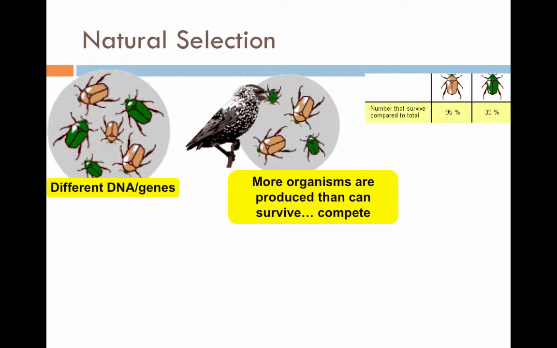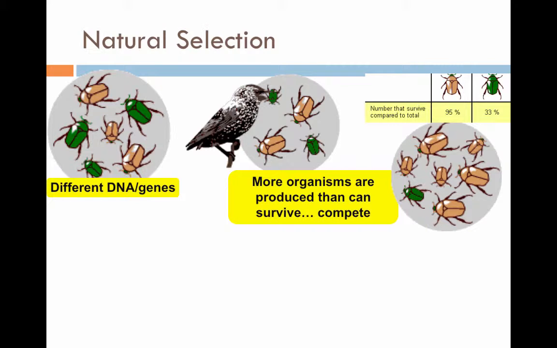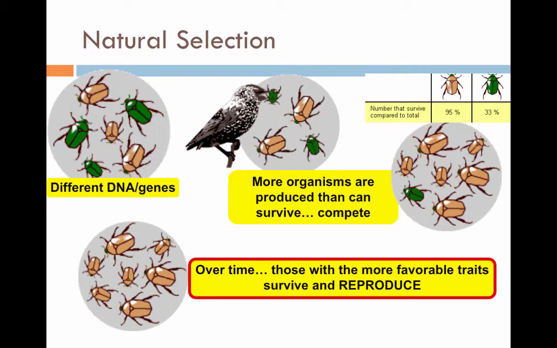Maybe the brown bugs survive because they are camouflaged and the birds could not see them. Over time, the bugs that survive, the brown ones, will be more common in the environment. Over many, many years, those bugs will survive and reproduce, and now you have a whole population of brown bugs.